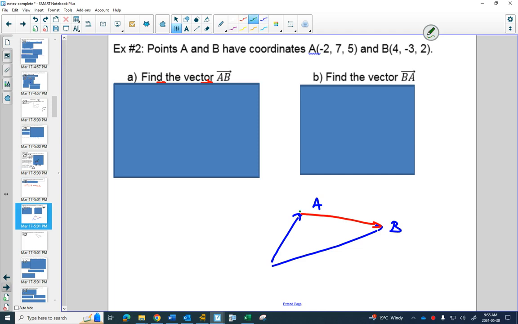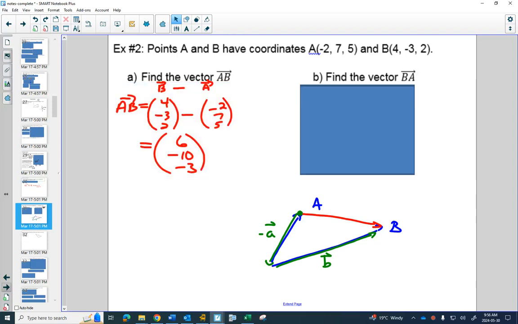If I'm starting here and want to end there, and I'm only allowed to travel along blue paths, I would first go back this way, which would be negative A. And then I would go this way, which would be positive B. And of course, that's equal to B minus A. So if we write it as B minus A, you'd have vector B minus vector A. And it's saying that if you were at A and wanted to get to B, you should travel 6 in the x direction, minus 10 in the y direction, and minus 3 in the z direction.